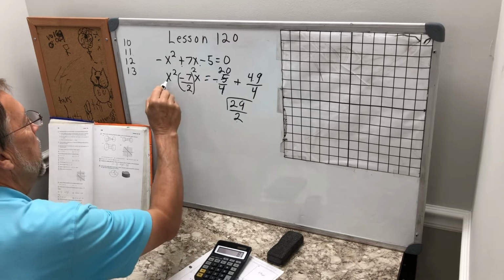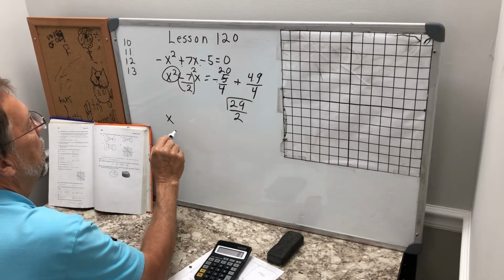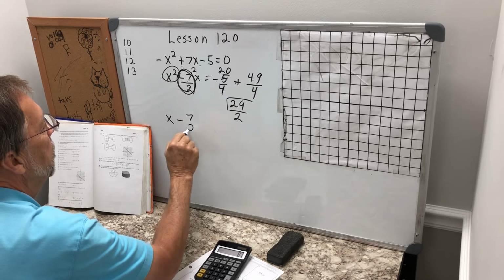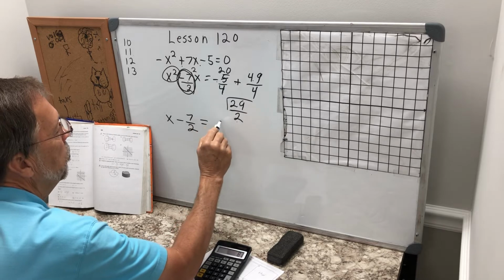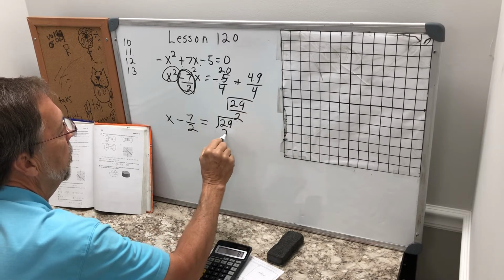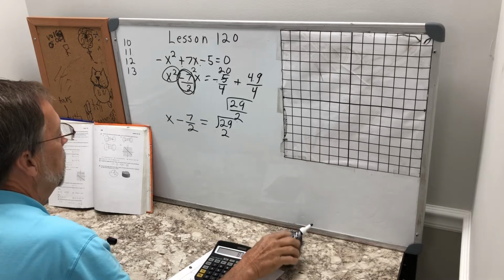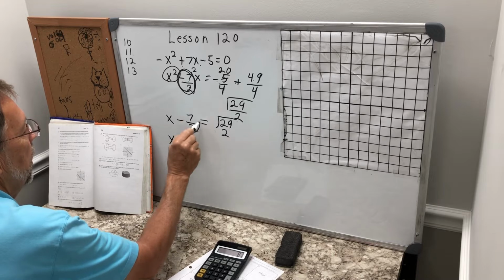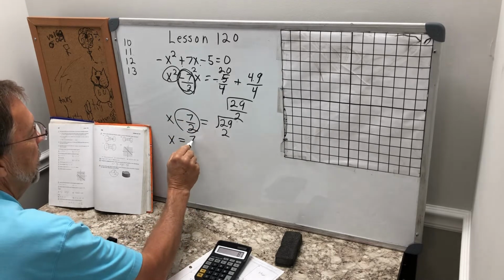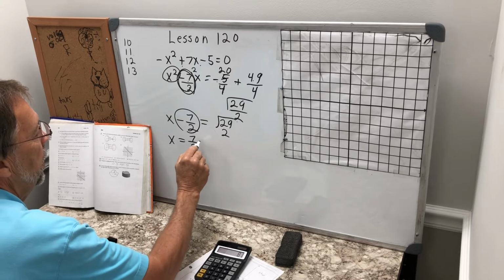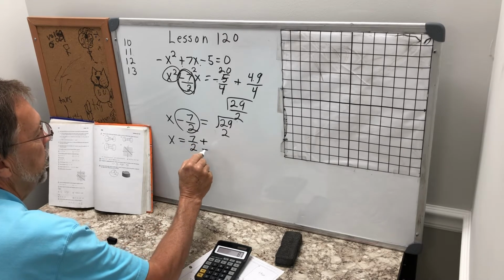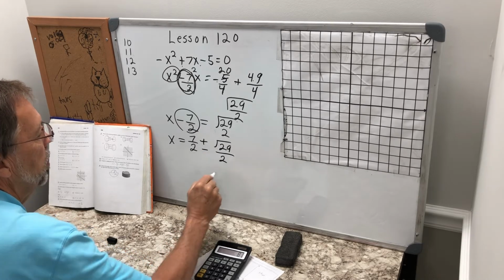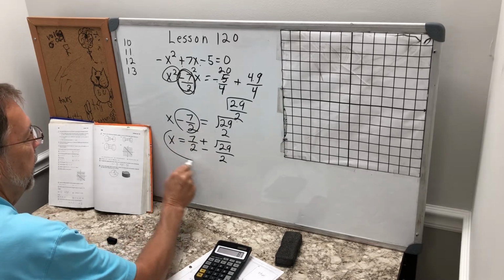Now we're ready to rewrite it. Again, we look at the x squared and we go x. We use this fraction right here and it is reduced. Negative 7 over 2 equals this 29 over 2. One more time. Here's your final now. Ready for this. X equals, I'm moving this to the other side. That's a 7 over 2 plus or minus every time square root of 29 over 2. And there's where that's our final answer.